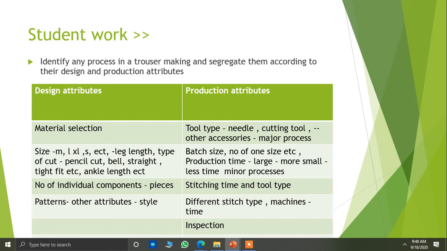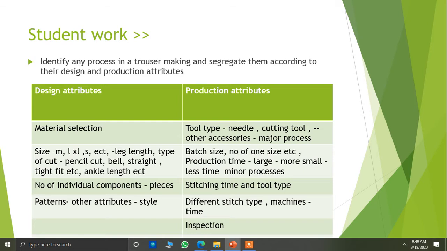Second thing is the production attributes. In production attributes, what components would you like to look at? Your tool type, needle, cutting tool, and other accessories that are required for that particular design process. Once the design is made, how should you use it? How should you take it? Okay, how should you manufacture it?